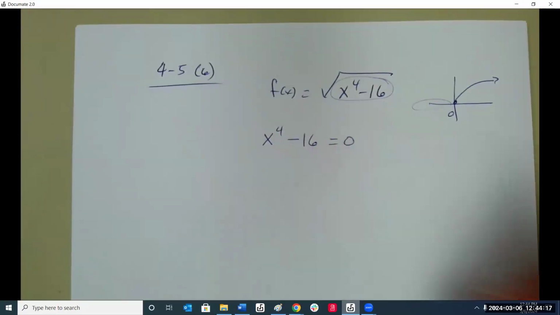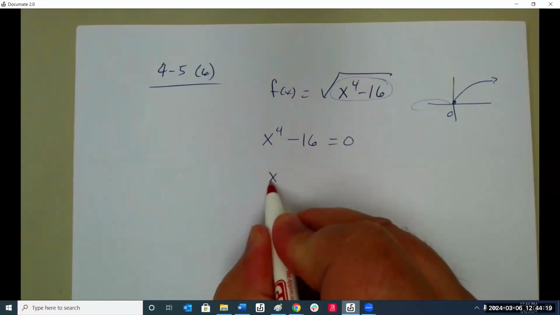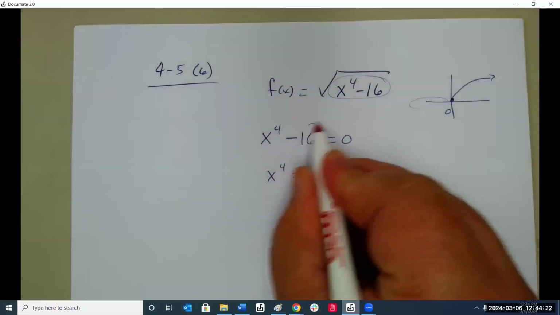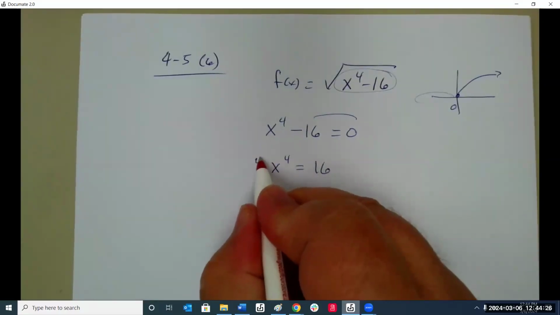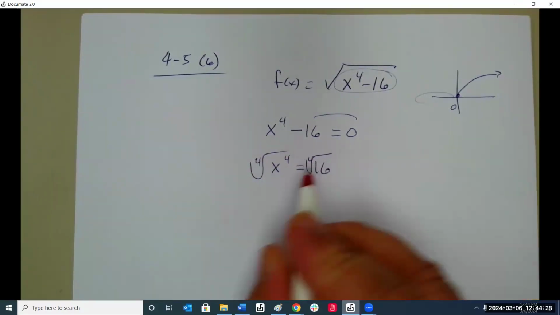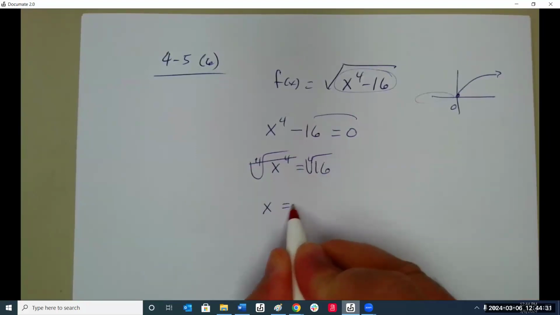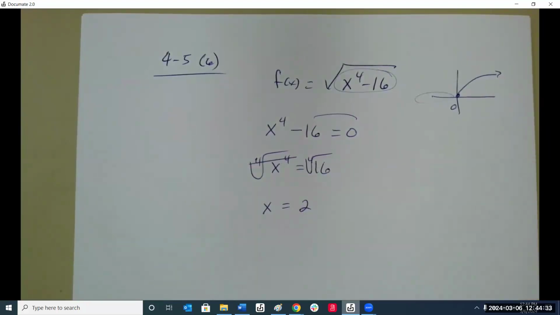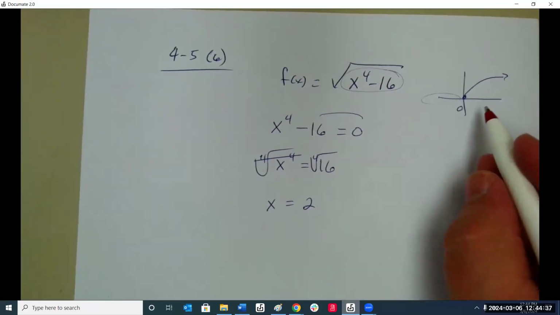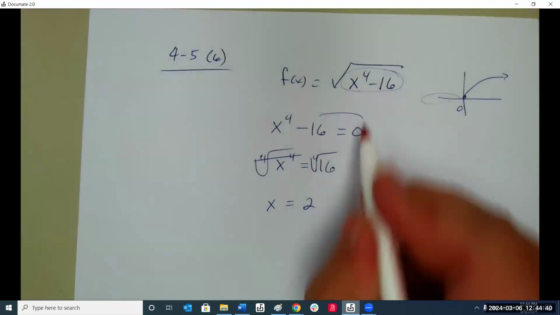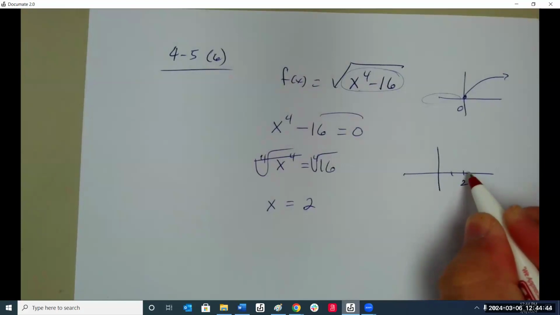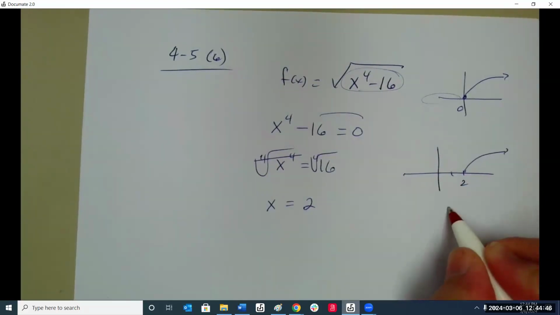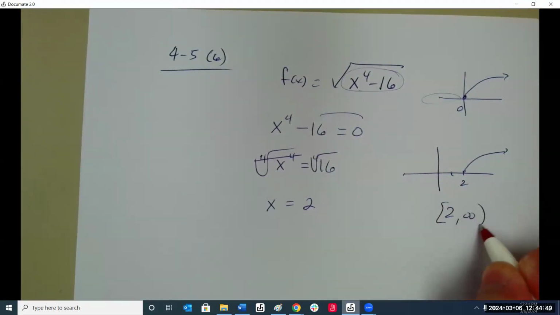So we have x to the 4th minus 16. The smallest it can equal is 0. Move the 16 to the other side and take the 4th root. So x equals 2. So the domain, since it's shifting to 2, it goes from 2 to infinity.